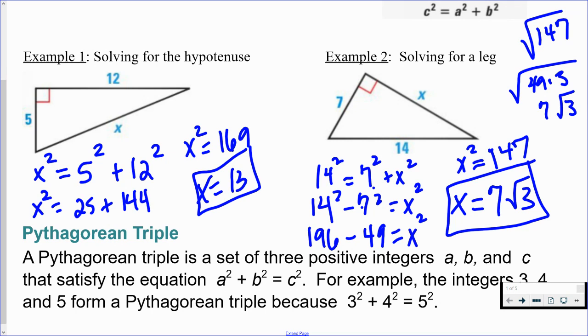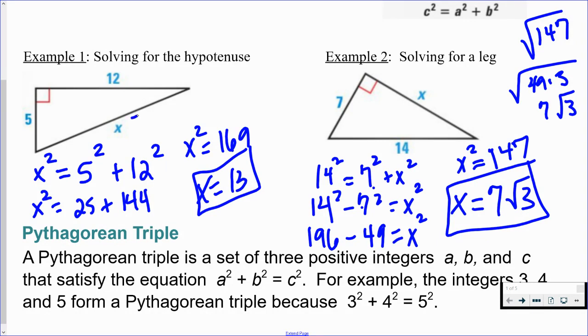All right, there's one other term listed down here at the bottom. This is a Pythagorean triple. A Pythagorean triple is a set of 3 positive integers, a, b, and c, that satisfy the equation a squared plus b squared equals c squared. Anytime they refer to a Pythagorean triple, you basically just need to know what it's talking about. They may ask you which of them are a Pythagorean triple. Look back at our examples.